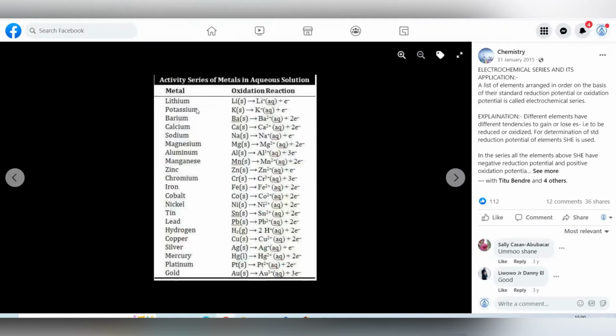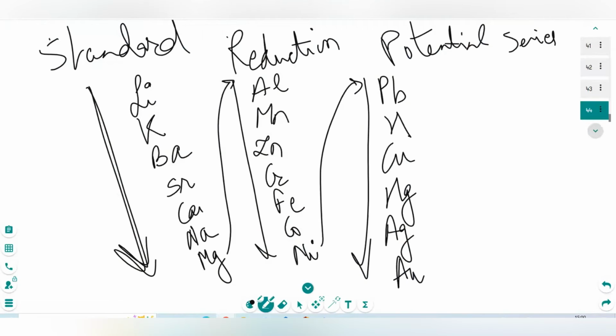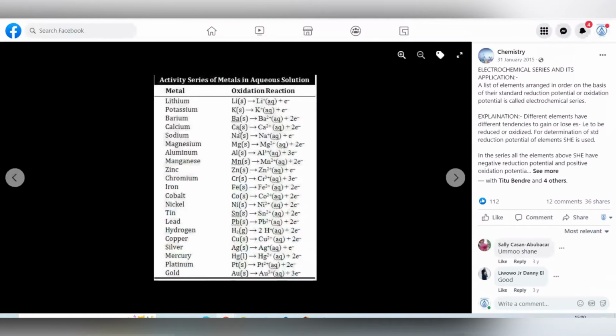It's lithium and all. See, Li, K, barium, calcium, sodium, Mg. You have to write it like this, one below the other. I have written it like this, but you have to write it like this, one by one. Few of them I have not written, few of them they have not written, but this is something you need to write like this.